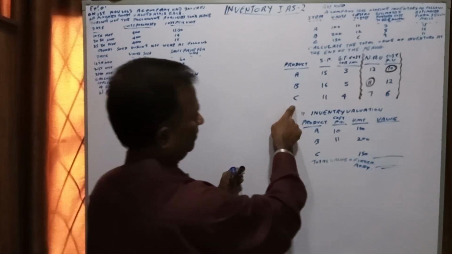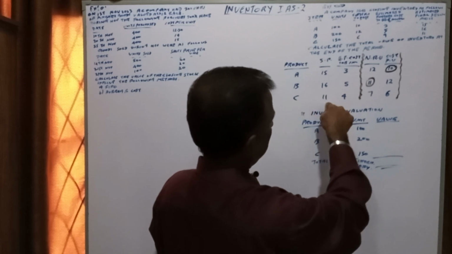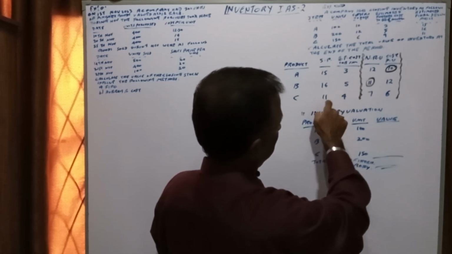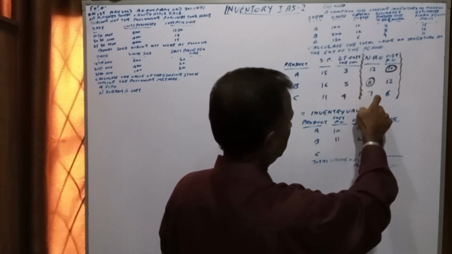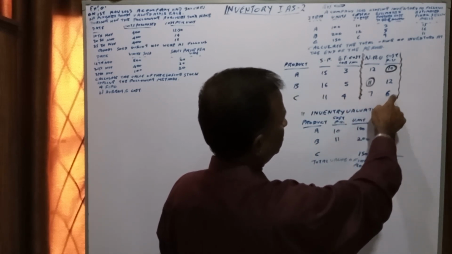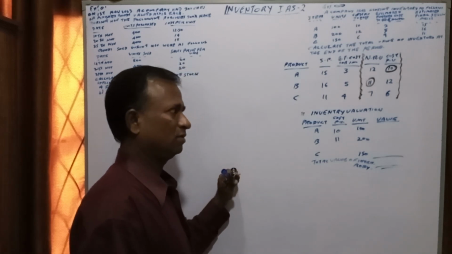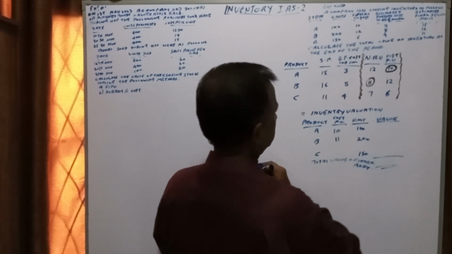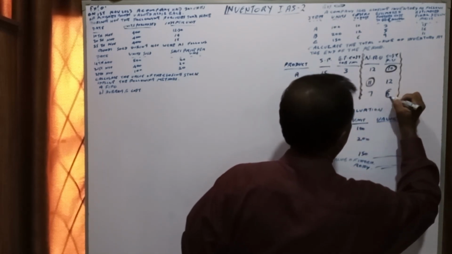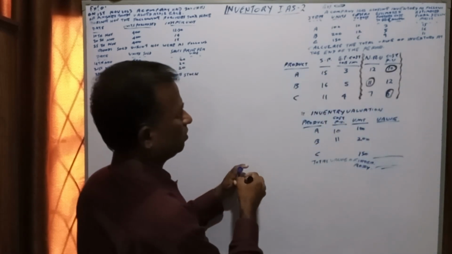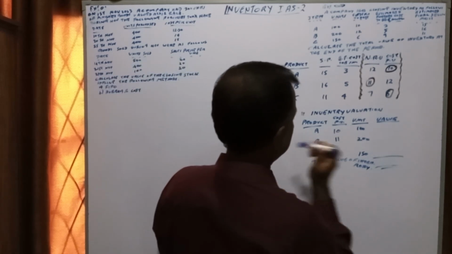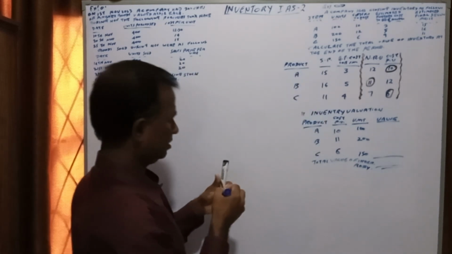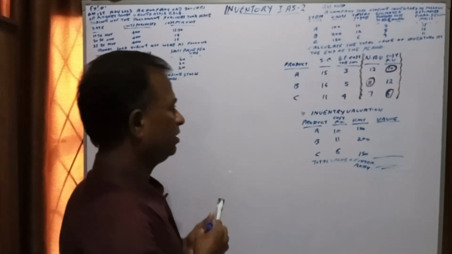For product C, selling price is 11. Sorry, net realizable value is 11. Cost per unit is 6. Here cost per unit is lower. Cost per unit is the lower amount. So we are going to take the 6 rupees here. Okay. Understood? Now you can do the calculation.